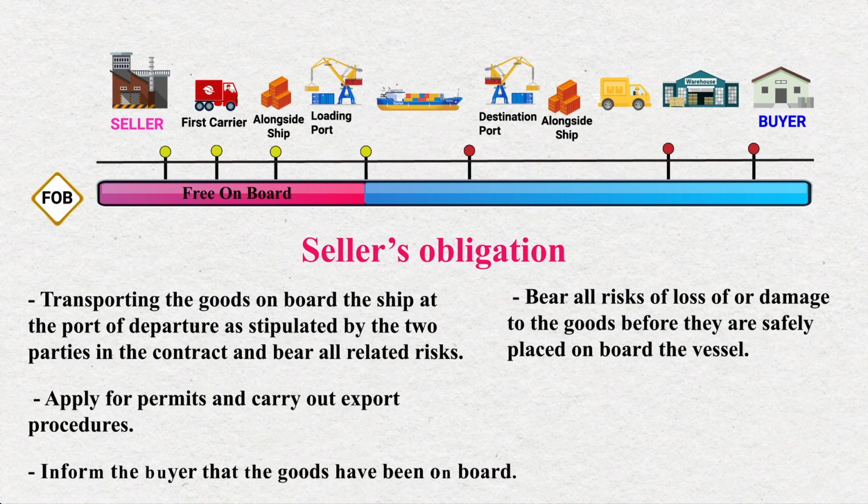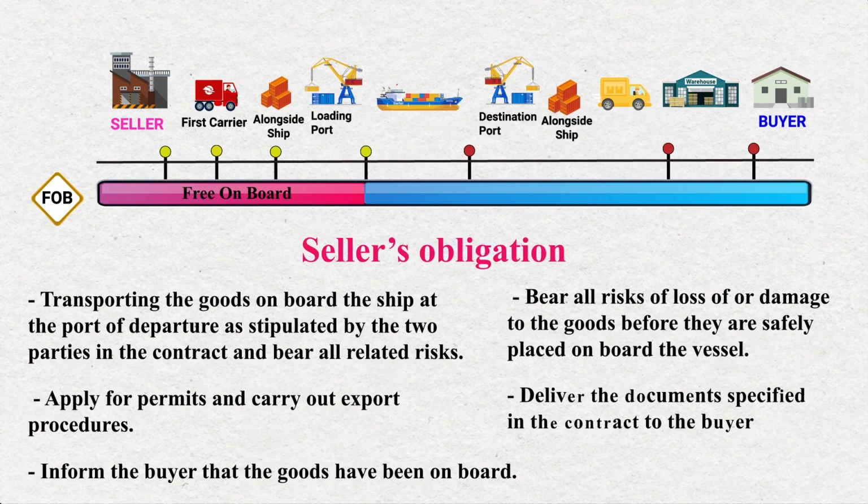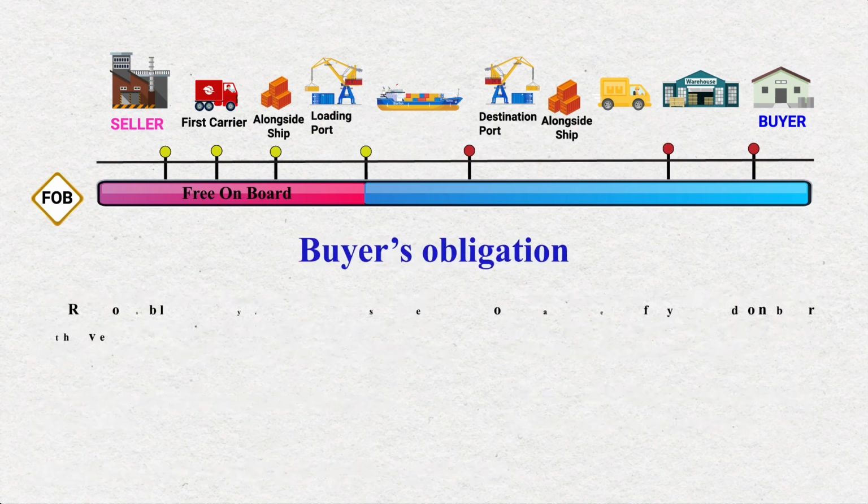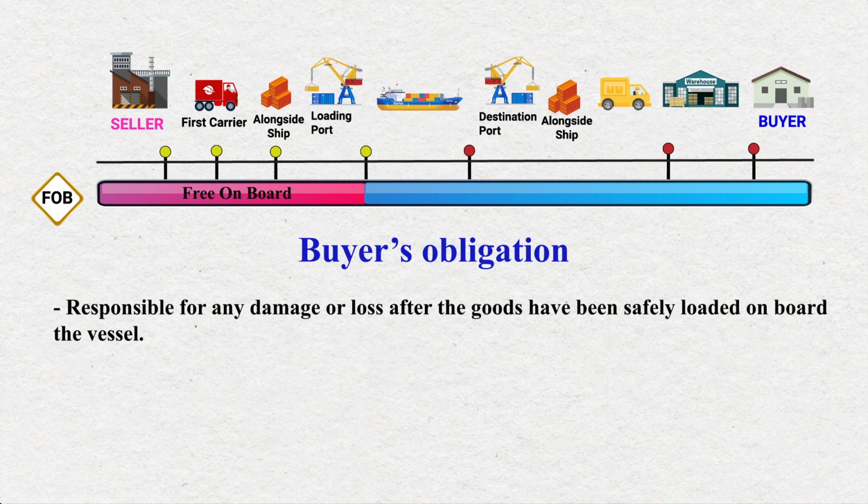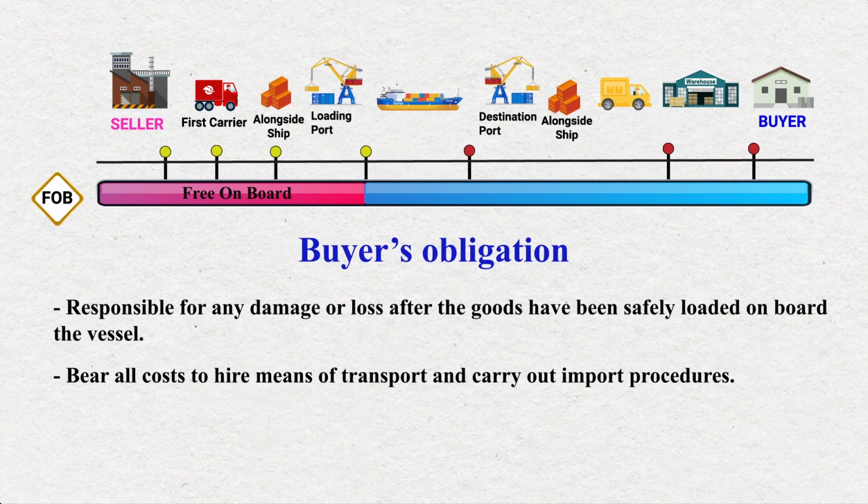Inform the buyer that the goods have been on board. Deliver the documents specified in the contract to the buyer. Buyer responsibilities are, responsible for any damage or loss after the goods have been safely loaded on board the vessel. Bear all costs to hire means of transport and carry out import procedures.